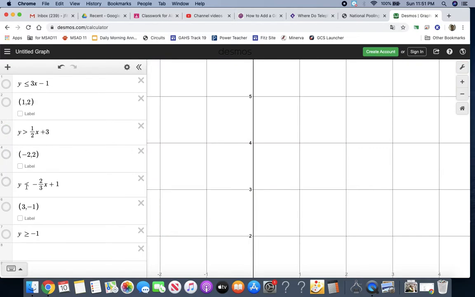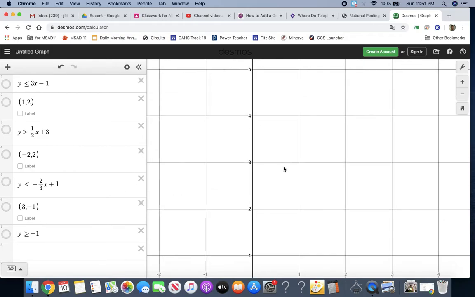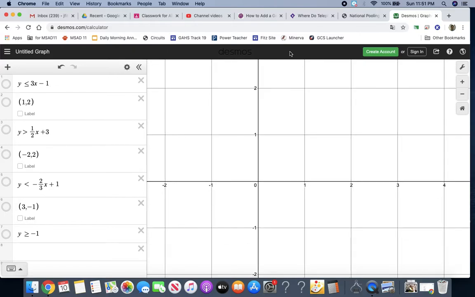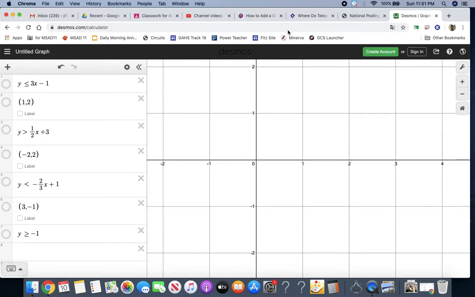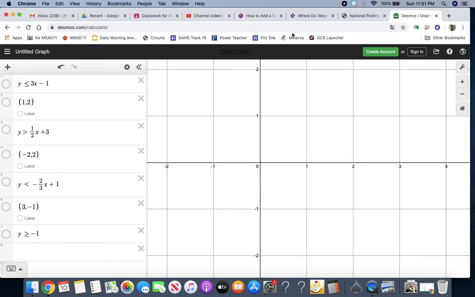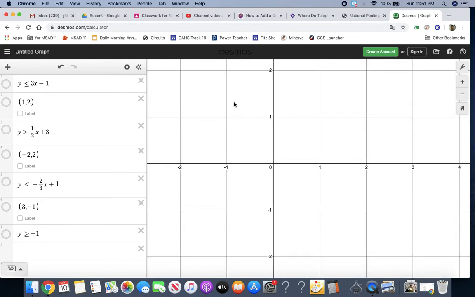Now, if I go over to something that looks like this, y is less than -2/3 x plus 1, just in your own mind before I go, think of where that's going to be on this graph. Move it down so you can see better. Where is y is less than -2/3 x plus 1 going to end up? All right, hopefully you're seeing it in your mind.